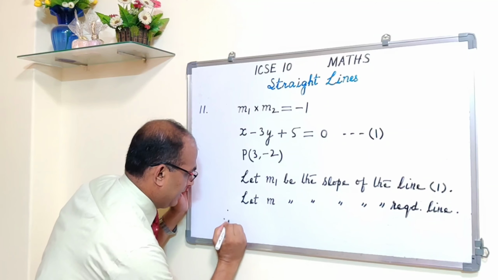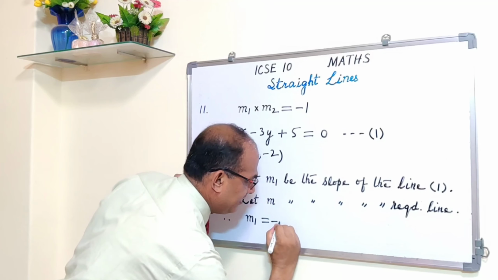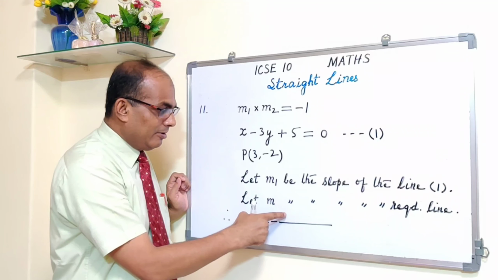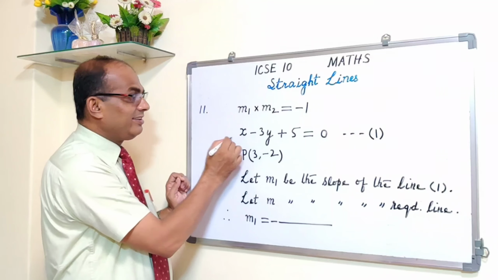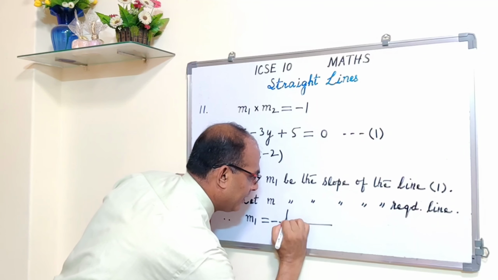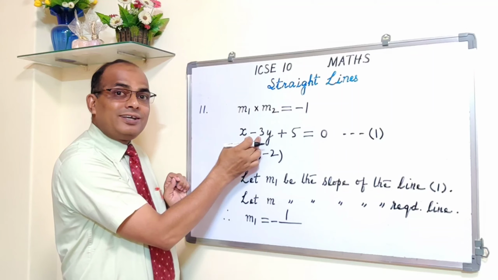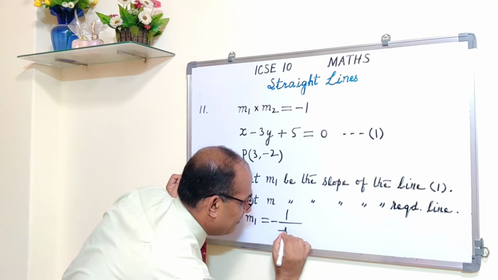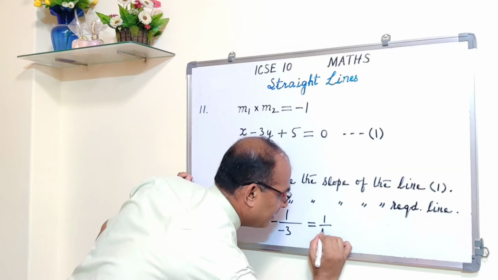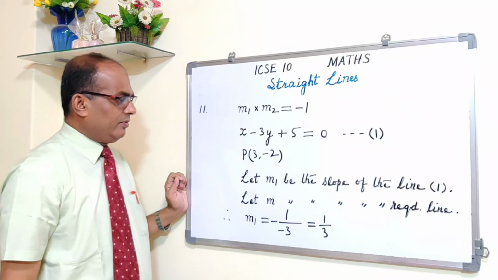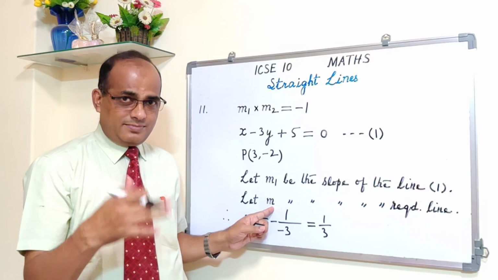Therefore m1 is equal to minus the coefficient of x upon the coefficient of y. You write down the formula, and then write down in the next step. The coefficient of x is here nothing, that means 1, so minus 1 upon the coefficient of y. The coefficient of y is not 3, it's a minus 3. Minus 3, and this gives you 1 upon 3. m1 we got. Now we'll find out m, the slope of the second line.